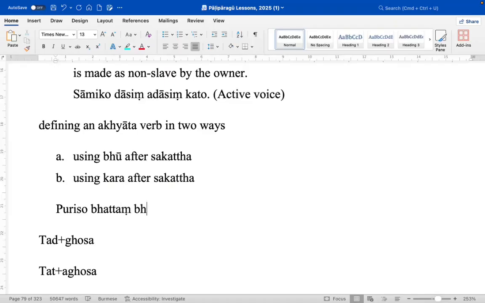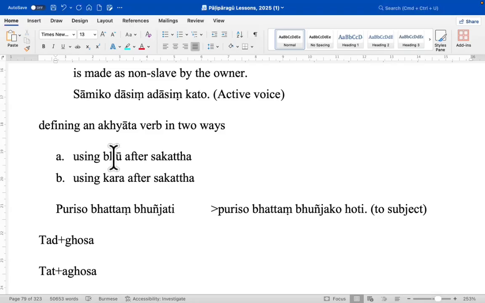Purisabhaddam bhuñjati, okay? So we can translate bhuñjati. Okay, only bhuñjati. Puriso bhaddam bhuñjako hoti. So bhuñjako hoti is with reference to the subject. Bhuñjako is also in the nominative case, and Puriso is also in the nominative case. So bhuñjako is formed through bhuj and then the new suffix. Okay, the new suffix. So that's why this bhuñjati becomes bhuñjako hoti.